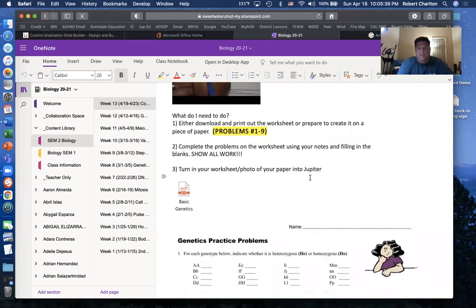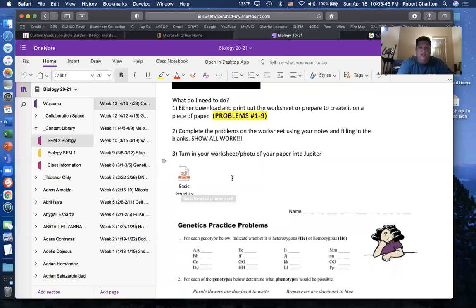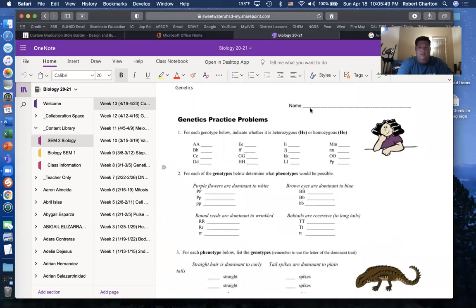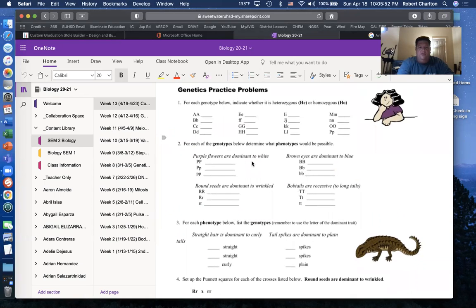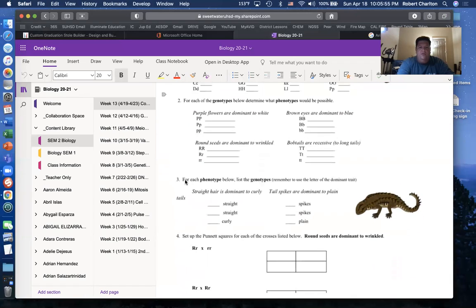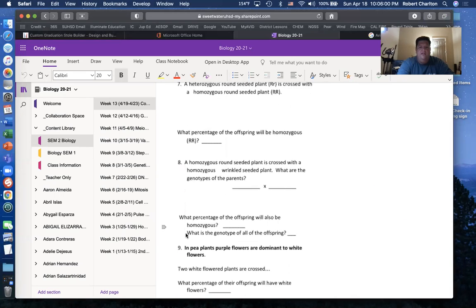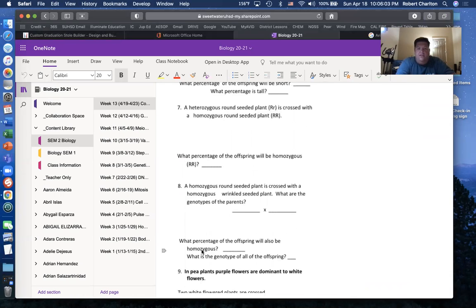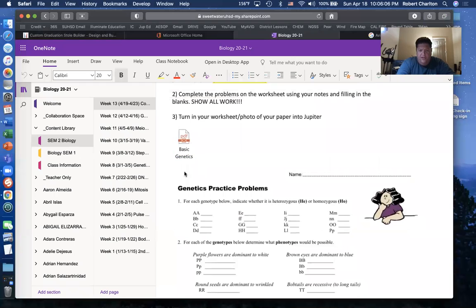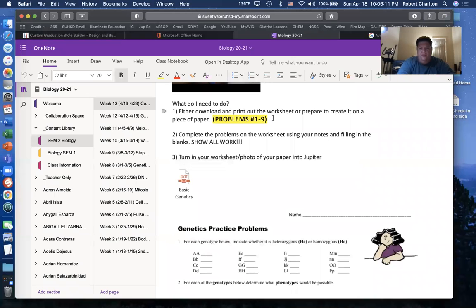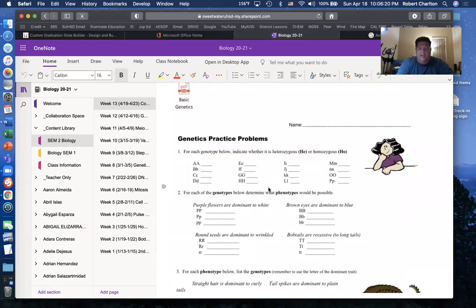Just like all the other worksheets I've ever given, I give you the PDF. If you want to download it and print it out, you're more than welcome to do that. If you're not able to do that or don't want to, these are the practice problems here: numbers 1, 2, 3, 4, 5, 6, 7, 8, and 9. For those of you that download it, you'll notice I think it goes up to number 12. You don't need to do number 10, 11, and 12, just problems 1 through 9. You don't have to fill out the last set of problems because it gets a little tricky and I don't feel like it's worth your time.